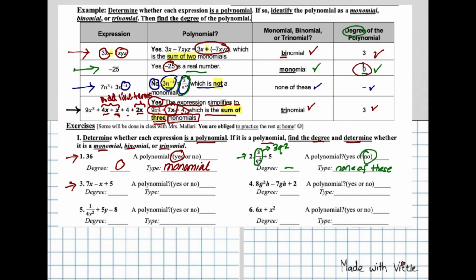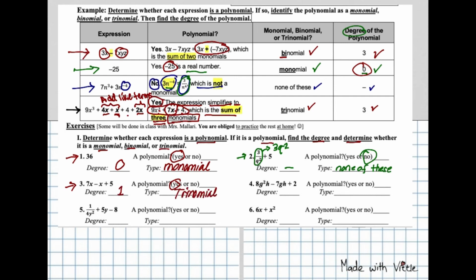7x minus x plus 5. Is this a polynomial? It has 3 monomials. Therefore, it's a polynomial. What will be the degree? It is the highest degree among the variables. But the exponents of this are just 1, so the degree will be 1.